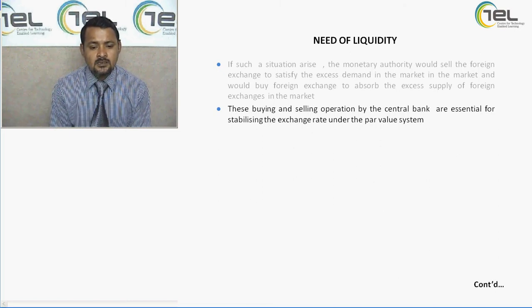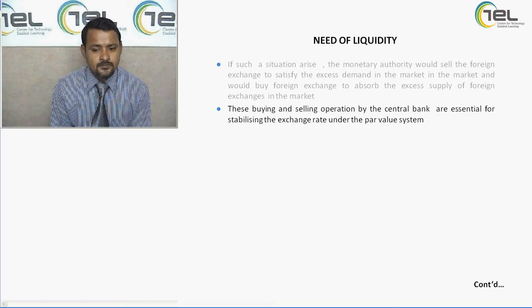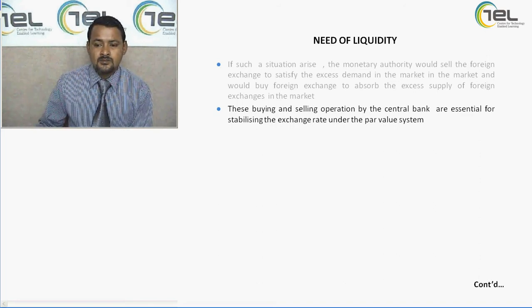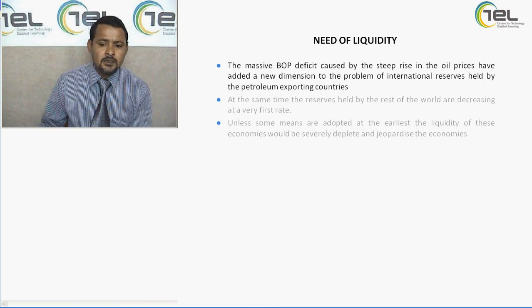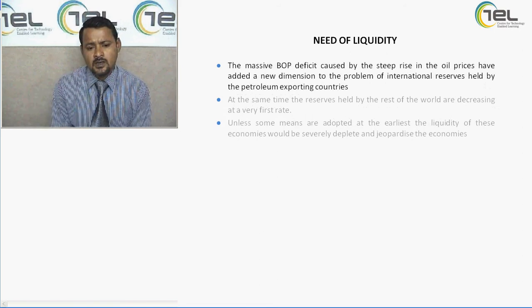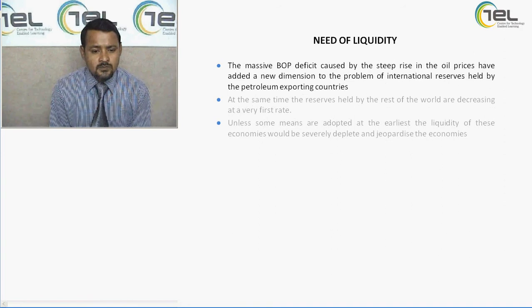The massive balance of payment deficit caused by the steep rise in oil prices has added a new dimension to the problem of international reserves held by petroleum exporting countries. These countries are known as OPEC.